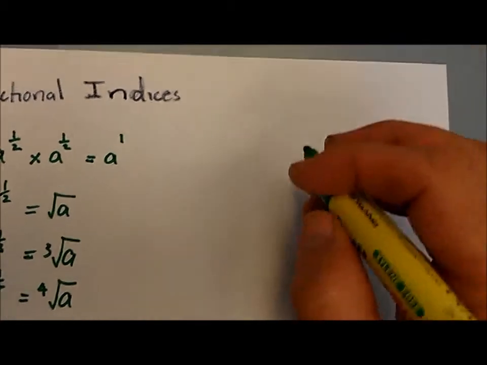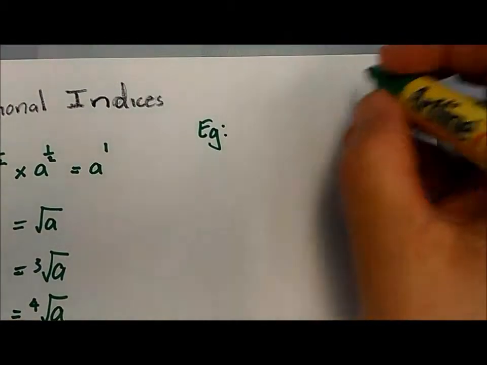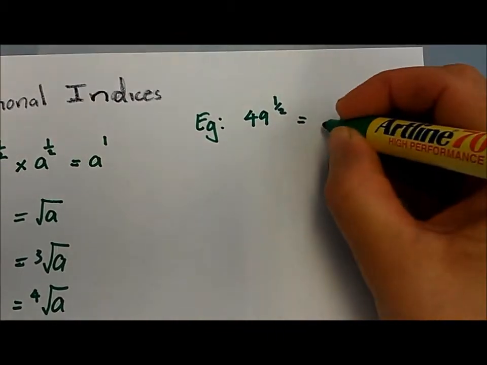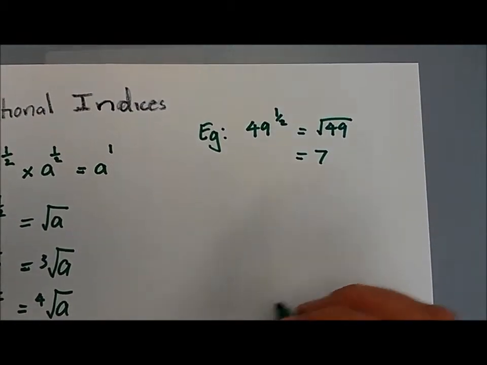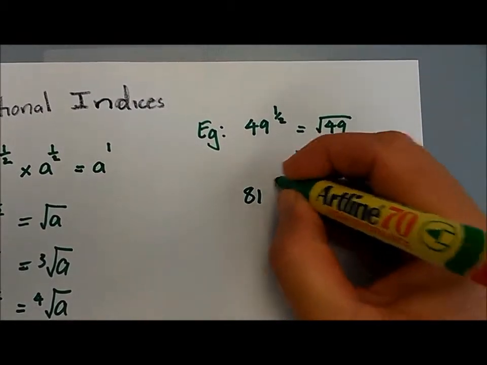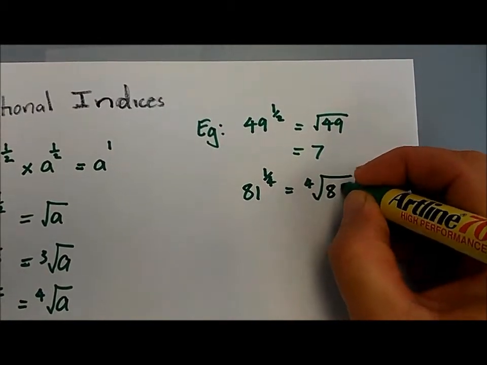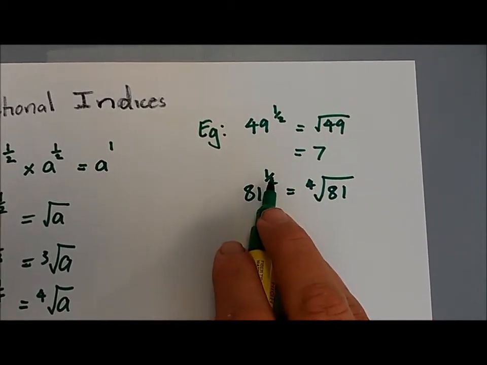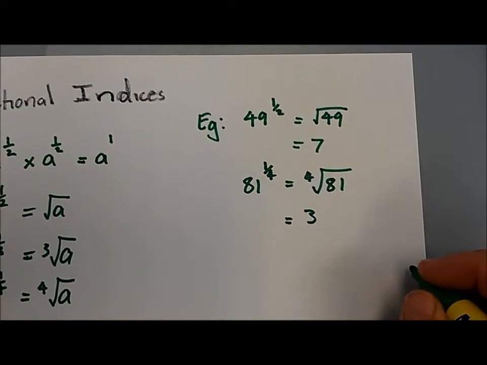So for example, over here, if I want to take 49 to the power of 1/2, what I'm really asking is what's the square root of 49, which we know is 7. If I want to take 81 to the power of a quarter, I'm asking for the fourth root of 81. Now you can do it on your calculator, fourth root of 81 or 81 to the power of a quarter, either one works in your calculator, you should get an answer of 3.